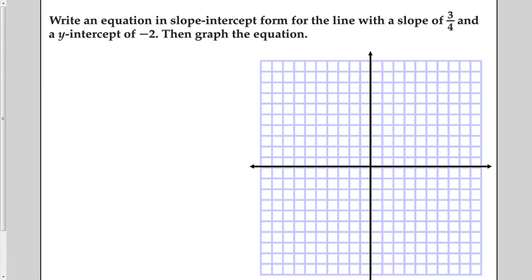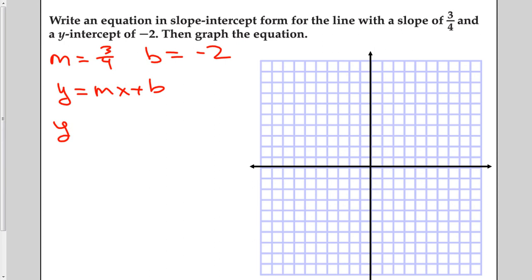So let's look at an example. We're going to write an equation in slope-intercept form for the line with a slope of 3/4 and a y-intercept of -2. So they give us that m in this case is 3 over 4. They give us that b in this case is -2. And since it's y equals mx plus b, I'm going to have y is equal to 3/4 x minus 2, because we're adding a negative. So when we add a negative, it's the same thing as subtracting a positive.